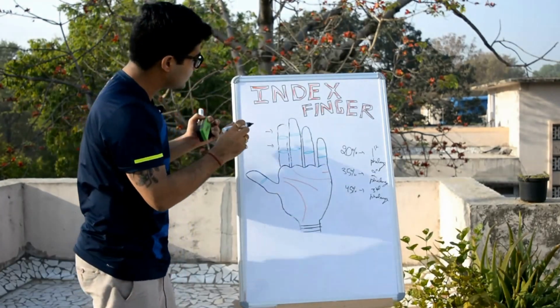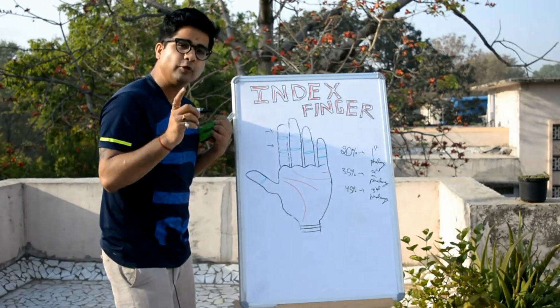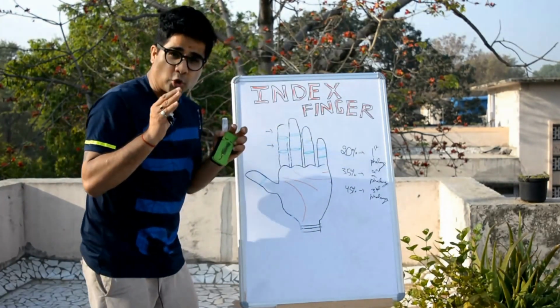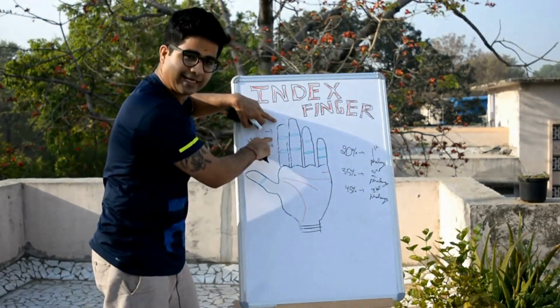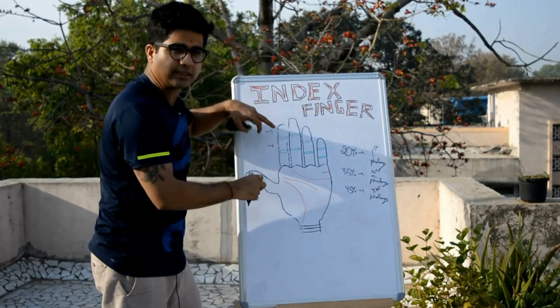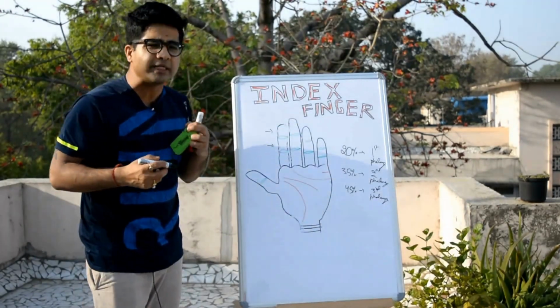The traits associated with the top flange are these: if you find in any person's finger that the top flange is shorter than the standard length, then these people would be very materialistic in their life.